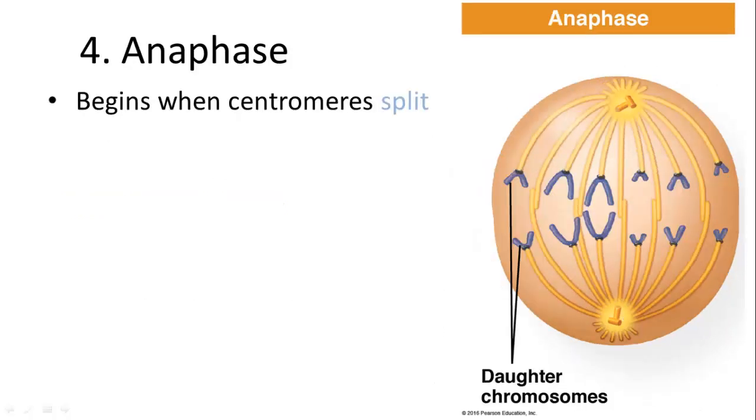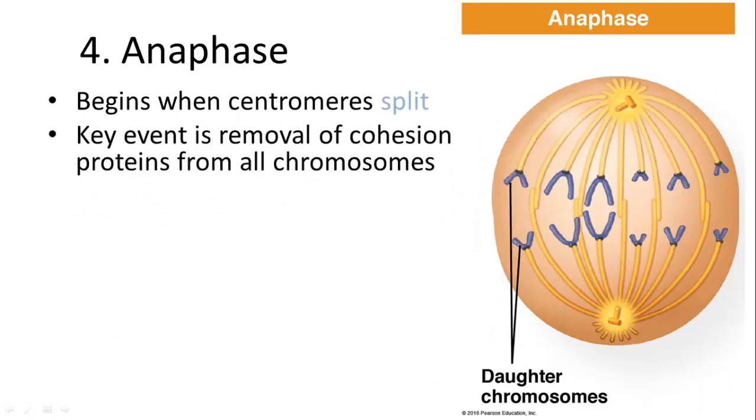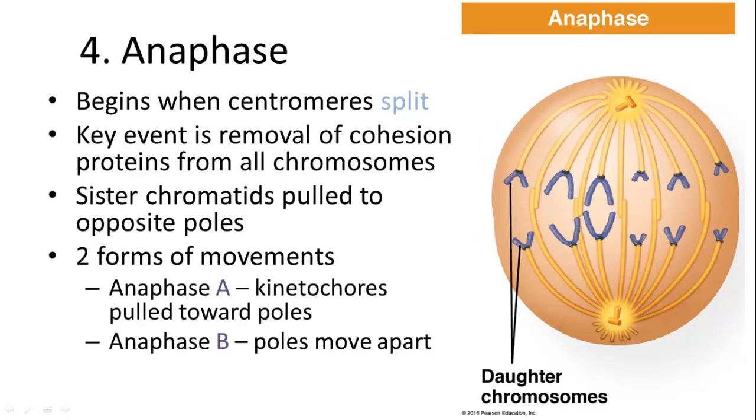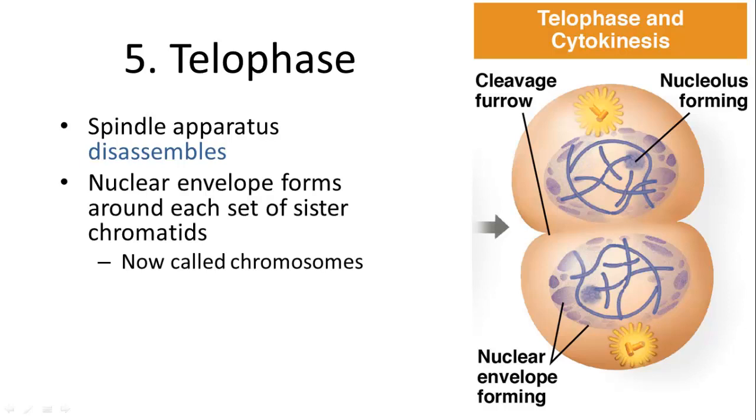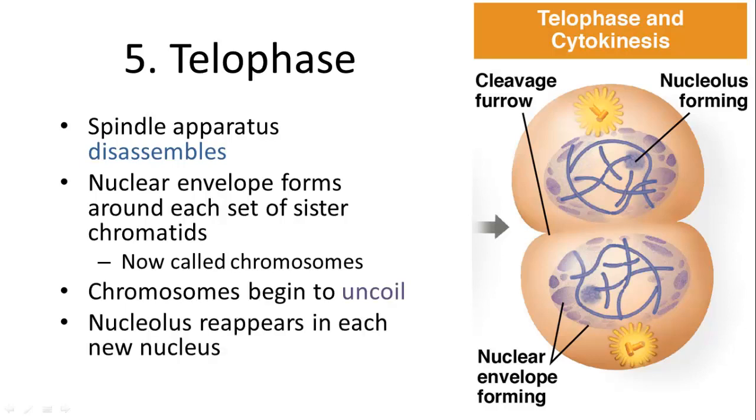In anaphase, they separate, so they go to different ends of the cell. And there's two forms of movements. In anaphase A, the kinetochores are being pulled, and in anaphase B, the cell itself is elongating and pulling further apart. In telophase, then, the spindle apparatus disassembles. So there's no more connection because we already have split the chromosomes. And the nuclear envelope then starts to form around those different chromatids, or chromosomes made of one chromatid. These chromosomes then begin to uncoil, and the nucleolus begins to appear where those genes start to be used to make RNA.